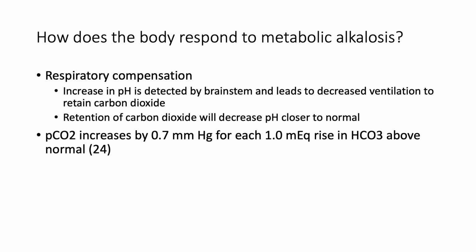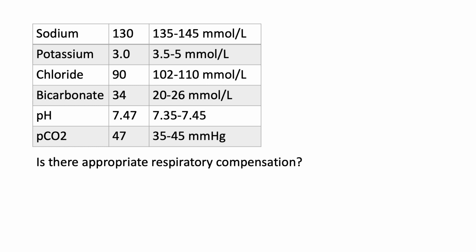So how does the body respond to metabolic alkalosis? Well, just like with metabolic acidosis, there's going to be respiratory compensation. In this case, the increase in the pH will be detected by the brainstem and lead to hypoventilation, so slower and more shallow breathing to retain carbon dioxide so that you can try to get your pH closer to normal. So you'd expect that the PCO2 will increase by 0.7 for each 1 milliequivalent rise in bicarbonate above normal. So for our patient here, do they have appropriate respiratory compensation?